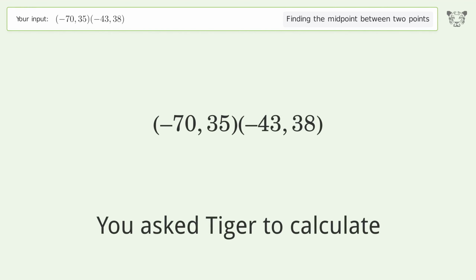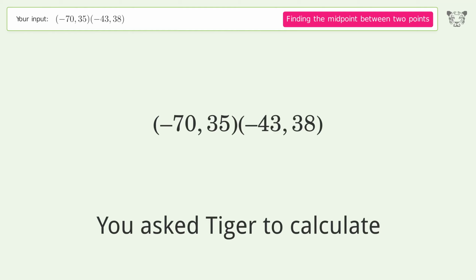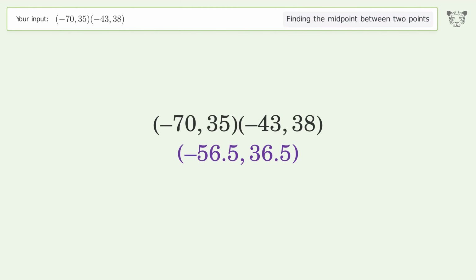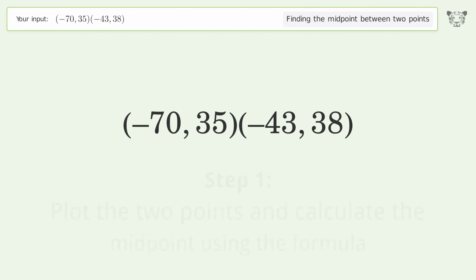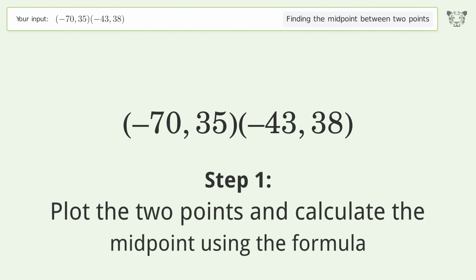You ask Tiger to calculate. This deals with finding the midpoint between 2 points. The midpoint between the 2 points is negative 56.5, 36.5. Let's solve it step by step. Plot the 2 points and calculate the midpoint using the formula.